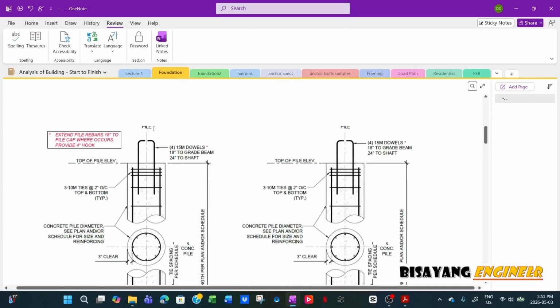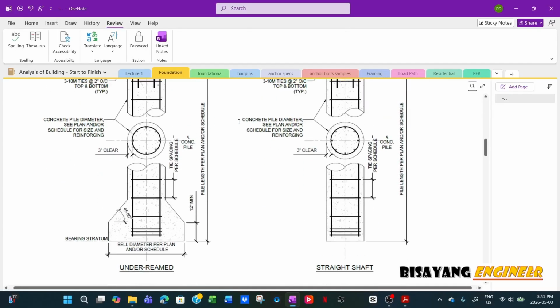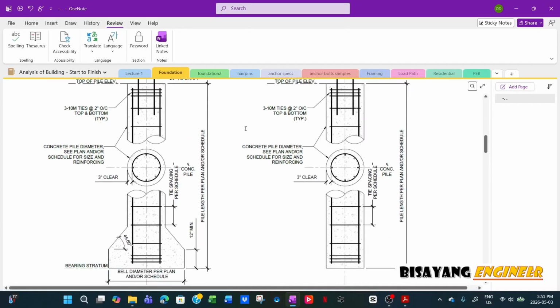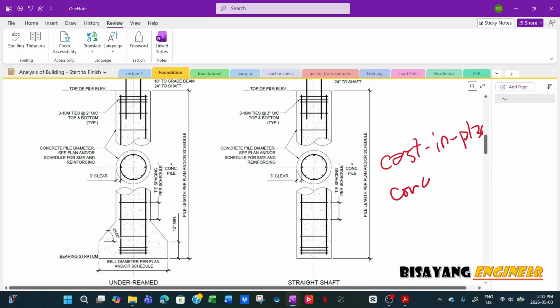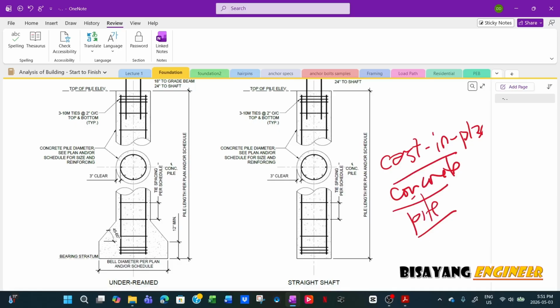Now, the next common building foundation would be this one. This is a cast in place concrete pile. Now there are two types of cast in place piles. One is the straight shaft, and the other is the underream or belled pile.